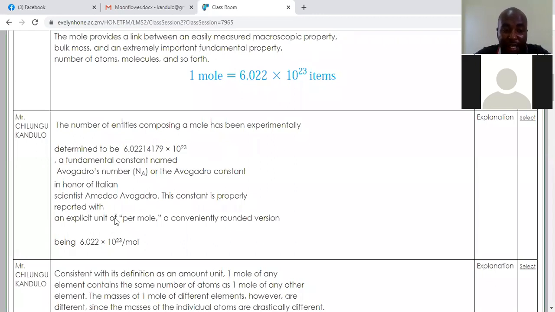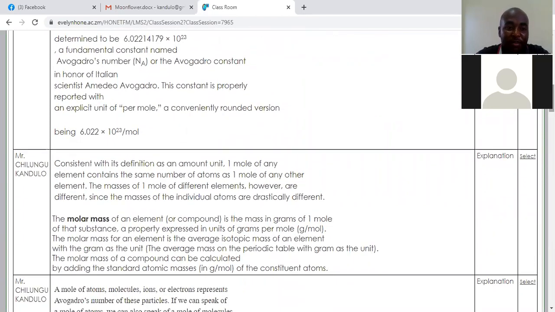This Avogadro's constant is the number of those particles that are there. So we always fix it. And we've stated that for purposes of our learning, we'll round off, I think to 4 significant figures, that we'll say 6.022 times 10 to the power 23 particles per mole. We say per mole because the particles can be anything, electrons, atoms, all that.